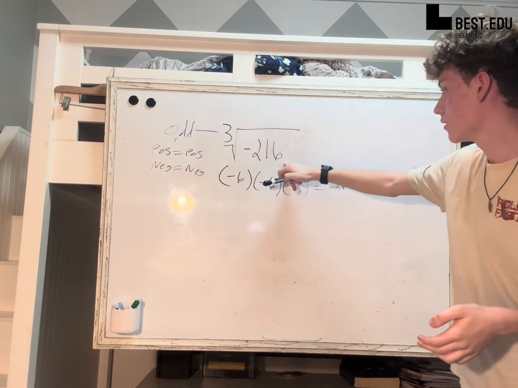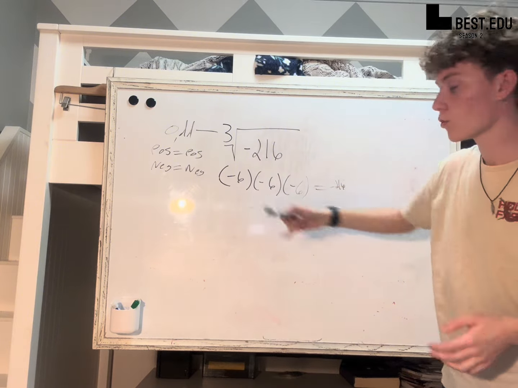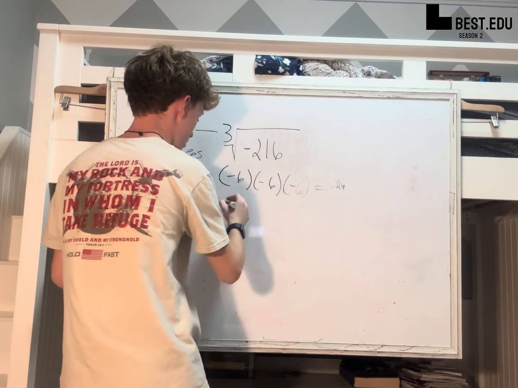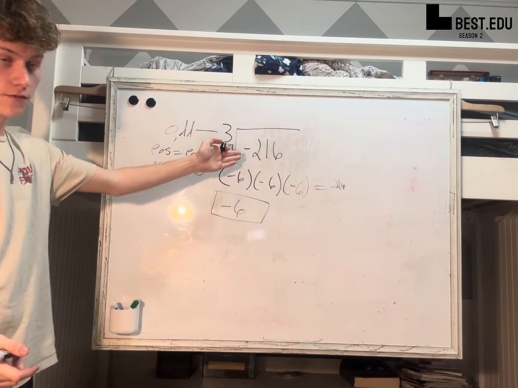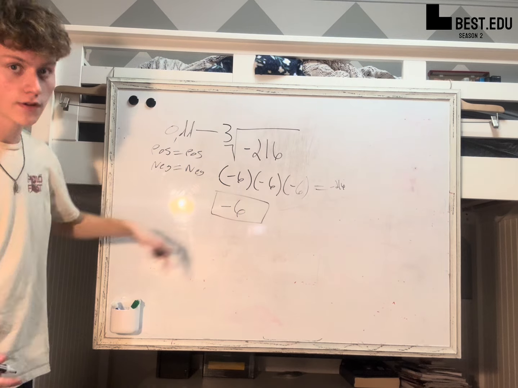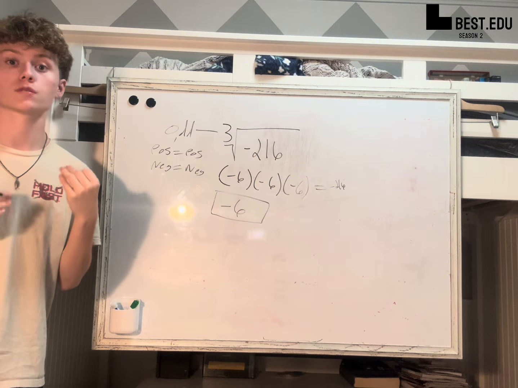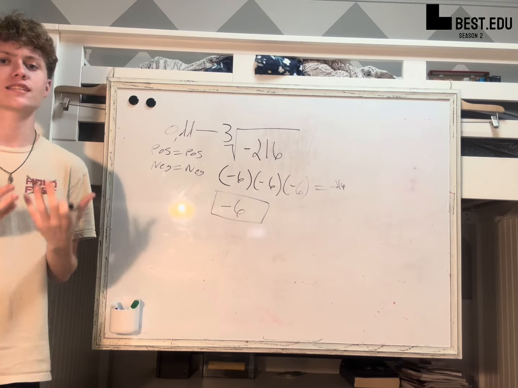This is negative, so our 6 here, which is our answer for this equation, negative 6 is our answer. Being that this is negative here, this is also going to be negative. I'm going to show you another example where it's positive, and I'll show you how that changes.